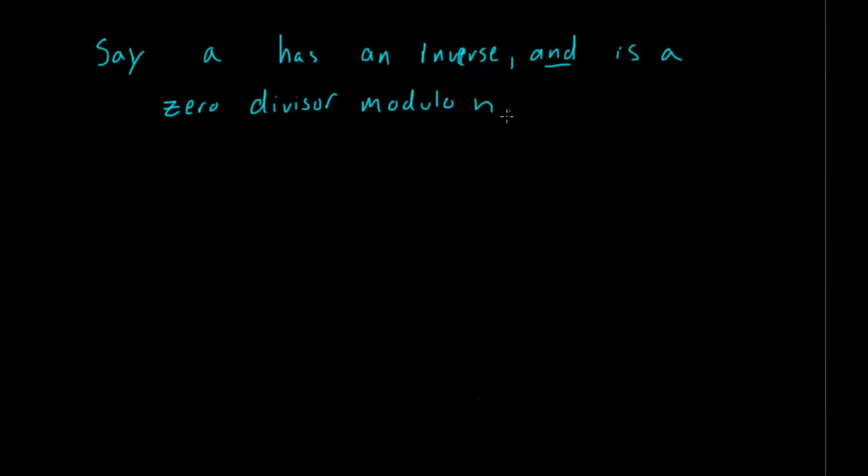Now I've assumed something that I know is wrong, so of course I'm going to do a proof by contradiction here, right? I've assumed something wrong, I want to find a contradiction so that the opposite of what I've assumed must be true. I remember this from our proof section. So if a has an inverse and is a zero divisor, that means that a inverse is congruent to 1 mod n.